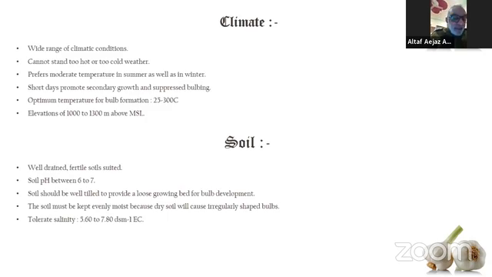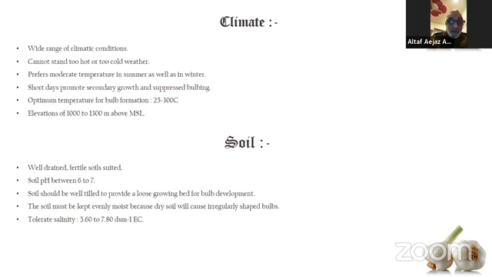Short days promote secondary growth and suppress bulbing. Good, that means if there are long days and this crop is propagated, it will definitely give good bulbs. Under short day conditions, this crop will have reduced bulbs, which will definitely be a disadvantage. The optimum temperature for bulb formation is 25 to 30 degrees centigrade, and it is grown at 1,000 to 13,000 meters above mean sea level.